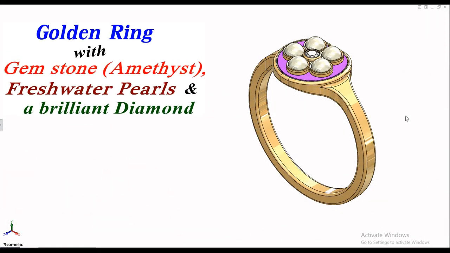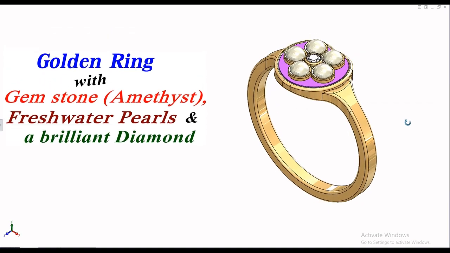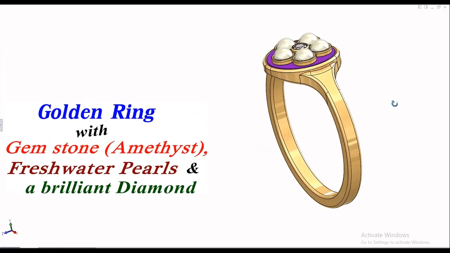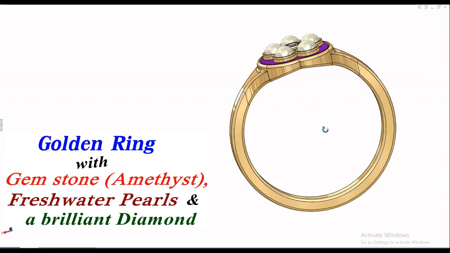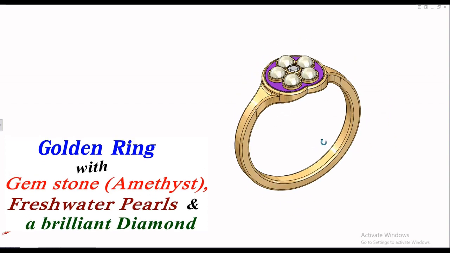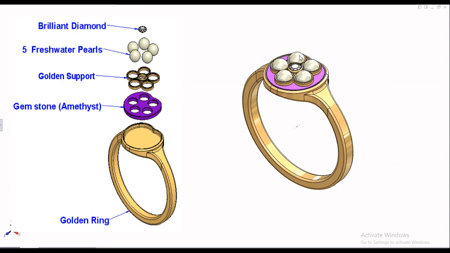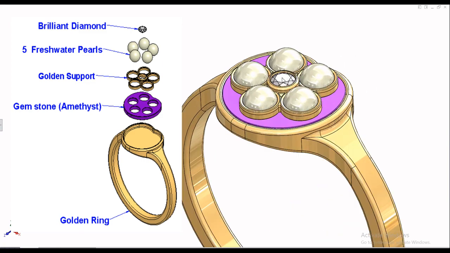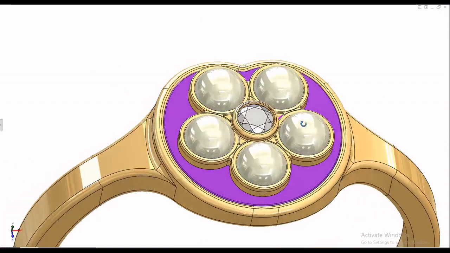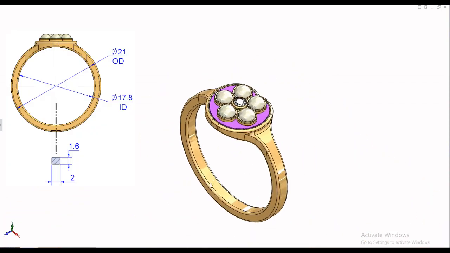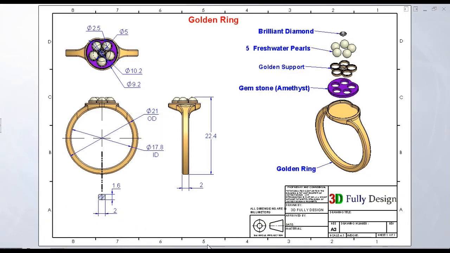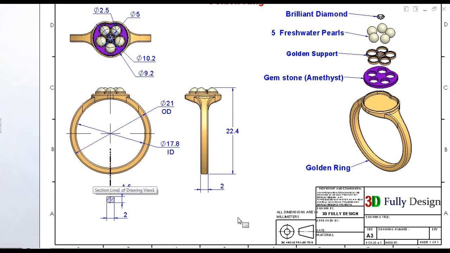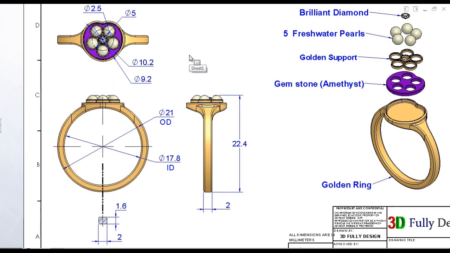Let's move on to the third one. Golden ring with amethyst gemstone, freshwater pearls and a brilliant diamond. The 3D model is already assigned with respective materials and textures. The final drawing with all dimensions in mm along with detailed exploded view.